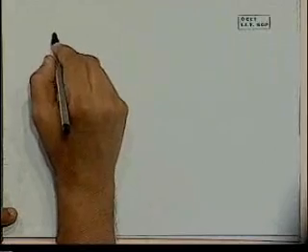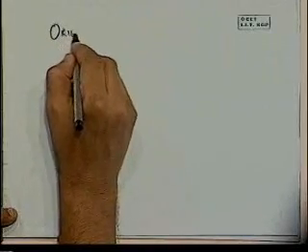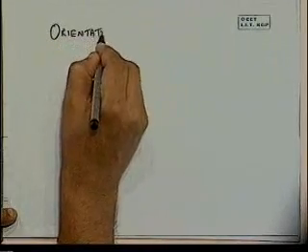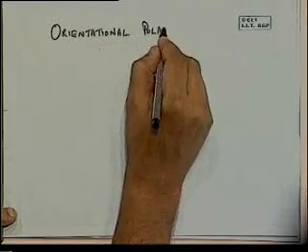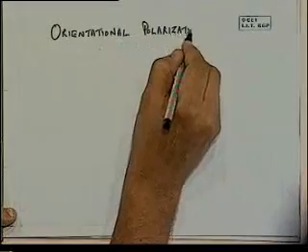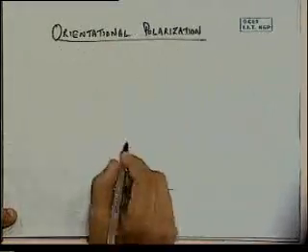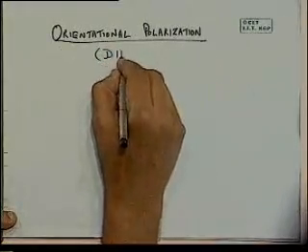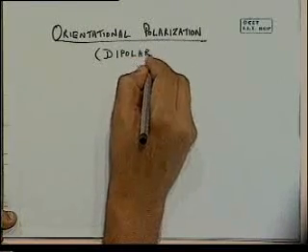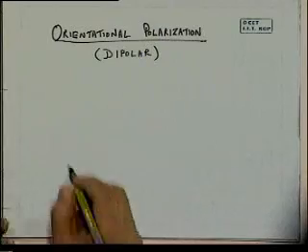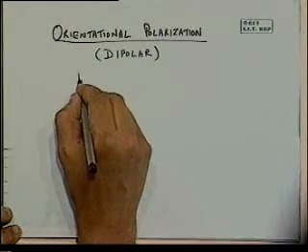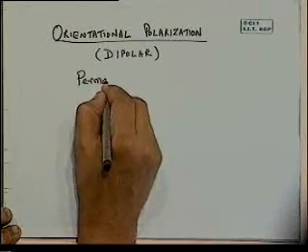Now if we come to the third kind, which is known as orientational polarization, it's also referred to as dipolar polarization. We're talking of molecules that have a permanent dipole.